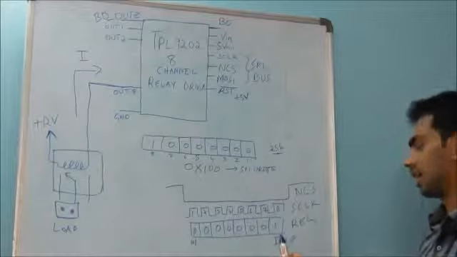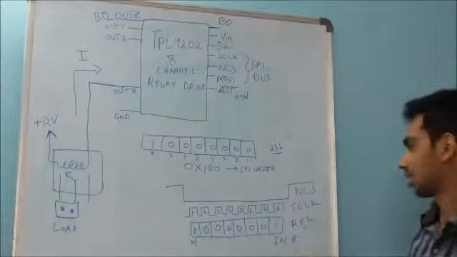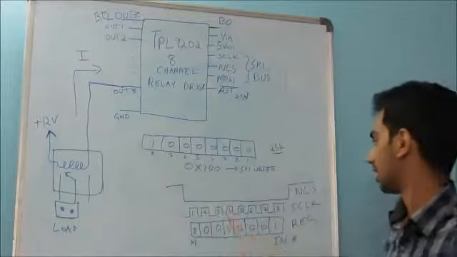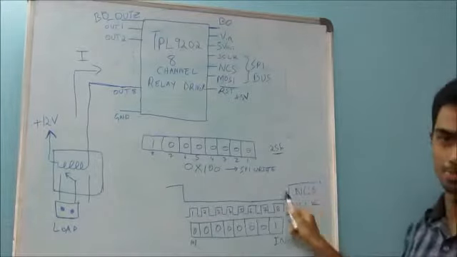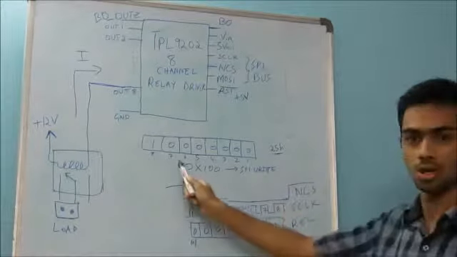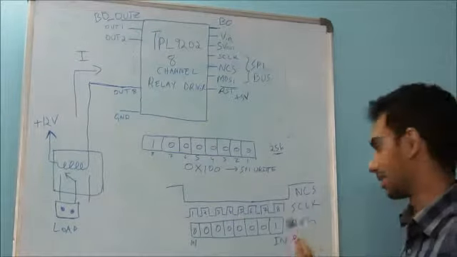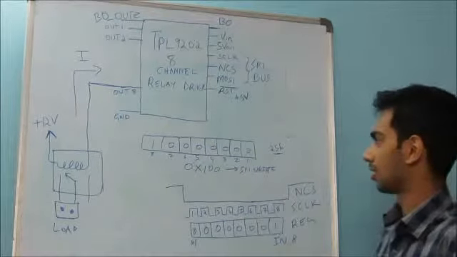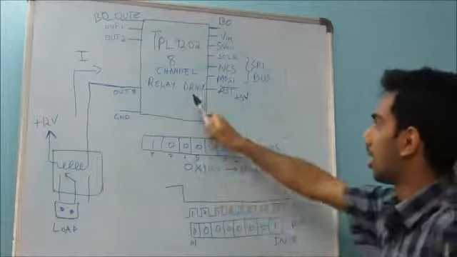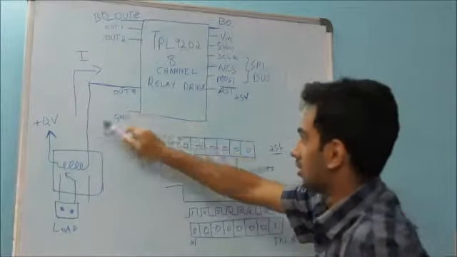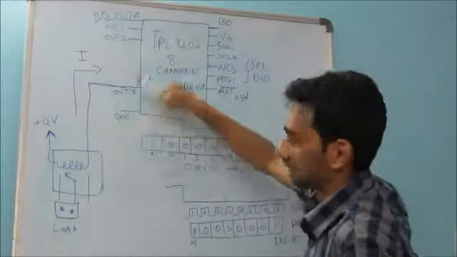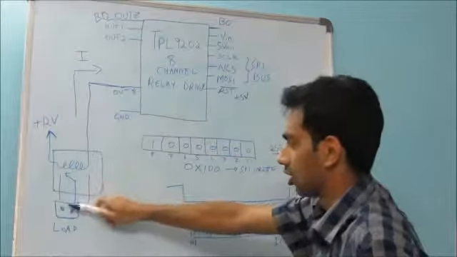So we have the number 8 in MSB first format. When we want to write it, we have to pull the NCS pin, which is the chip select pin, low, and then pulse the clock 8 times, and then we write in the bit 1 at the 8th position. Immediately what follows is pin 8 will start sinking current, turning on the relay.